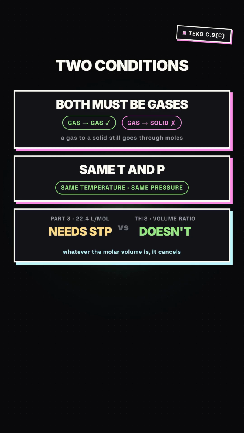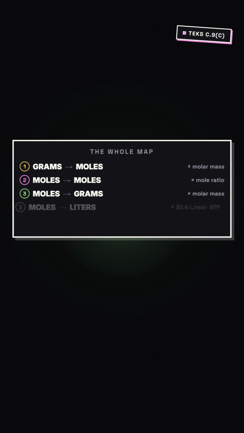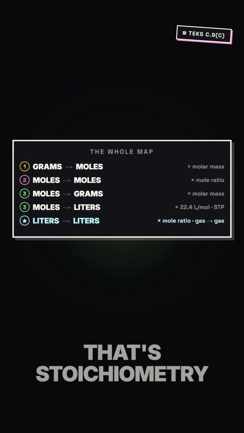So, the whole map. Grams to moles by molar mass. Moles across the arrow by the coefficients. Moles out to grams or to liters. And gas to gas straight across. That's stoichiometry.